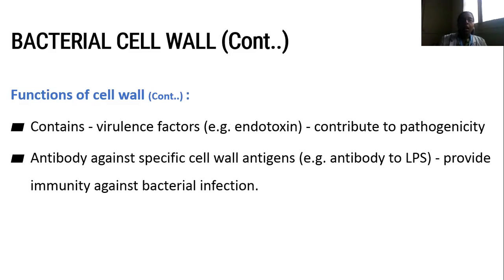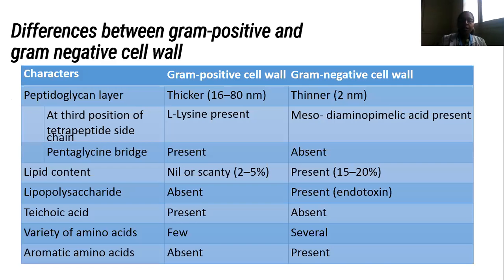And there are some virulence factors, endotoxins, which also contribute to the pathogenicity. So the antibody against these specific cell wall antigens provides immunity against the bacterial infection. So, differences between the gram-positive and gram-negative cell wall.